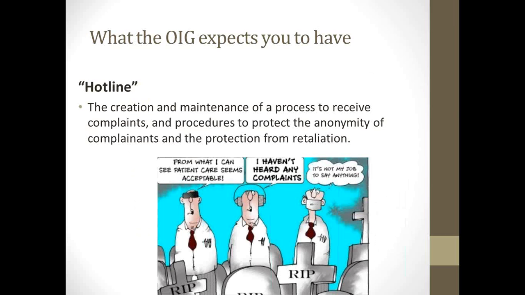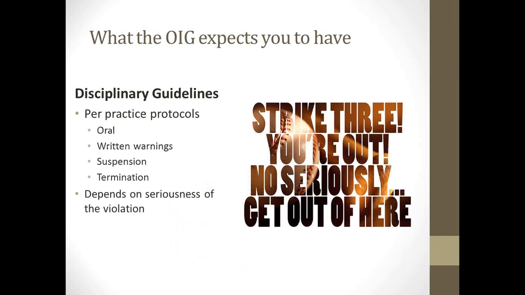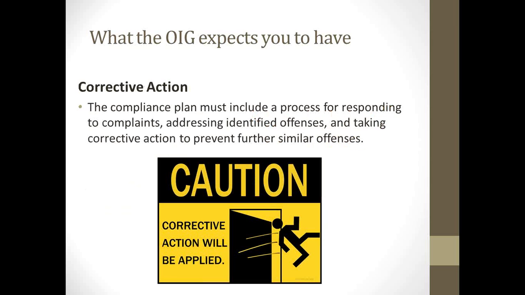You're also expected to have a hotline, the creation and maintenance of a process to receive complaints and procedures to protect the anonymity of complainants and the protection from retaliation. The disciplinary process for violations of compliance programs will be administered according to practice protocols, generally oral or written warnings, suspension, or termination, depending upon the seriousness of the violation. Then you have to have a corrective action plan. This is a process for responding to complaints, addressing the identified offenses, and taking corrective action to prevent further similar offenses.